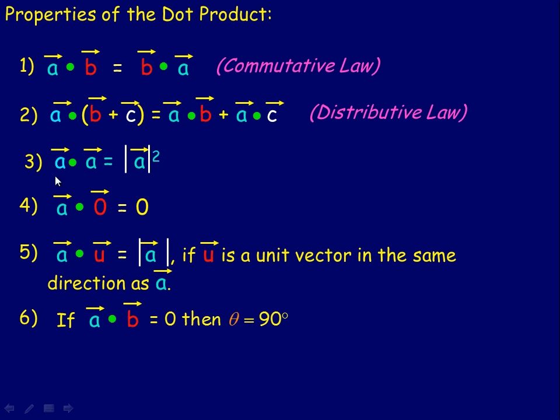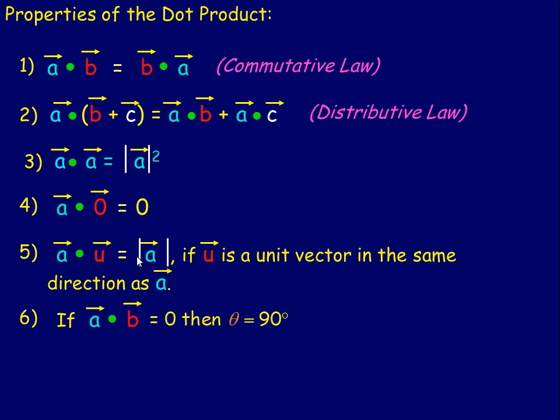If you take a dot product of a vector with itself, A dot A, it's the same as the magnitude of the vector squared. If you take the dot product of A with the 0 vector, you get 0, and that's because all the components of the 0 vector are 0. If you take the dot product of A with U, where U is a unit vector in the same direction as A, you actually get the length of A. That's the scalar it works out to be.